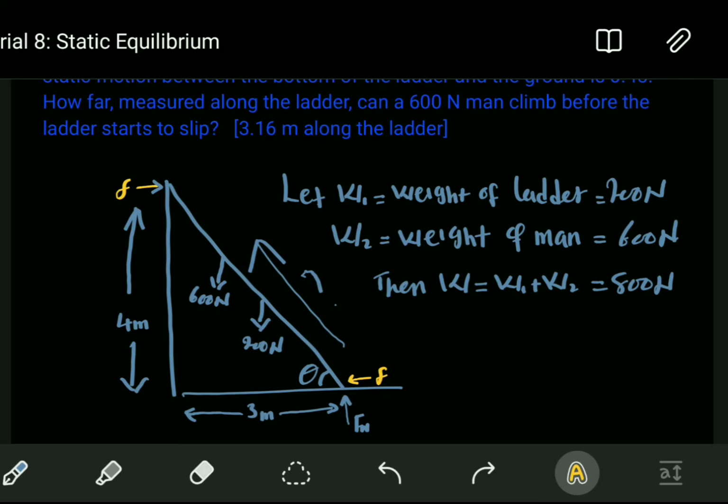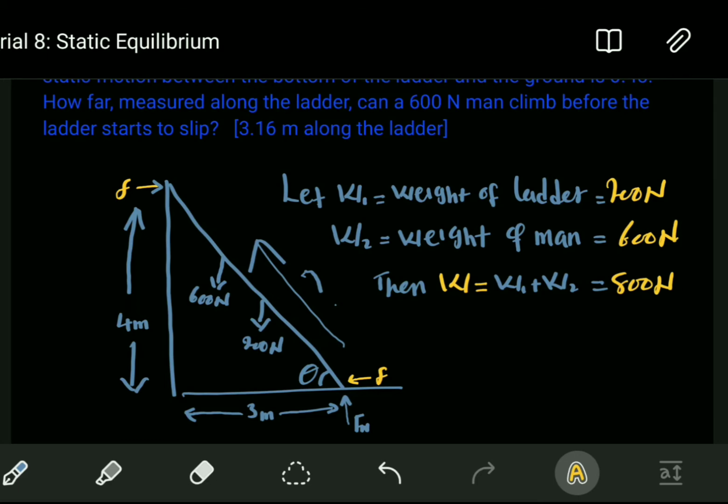All right, so let's consider the weight of the ladder to be W1, which is giving us 200 newtons, and also the weight of the man who is climbing up this ladder to be W2, which is giving us 600 newtons. Then the total weight, W, is going to be the combined weight of this man and the ladder, giving us 800 newtons.